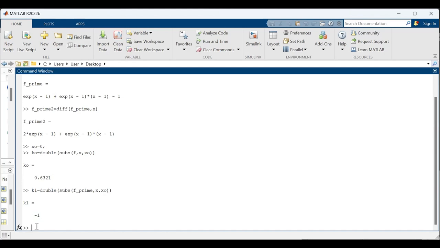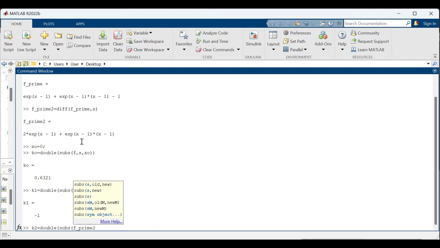Okay. And then also let us find k2. So k2, I'm calling it when I'm substituting the second derivative. So I'll call it k2. That k2 again will be equal to double of sub. So I'm substituting this in the function, the second derivative, which we call f prime 2.